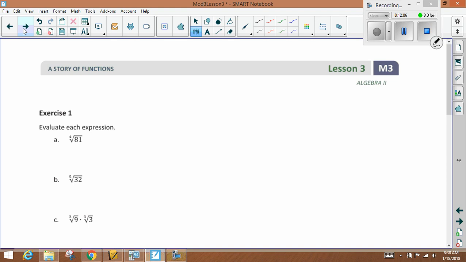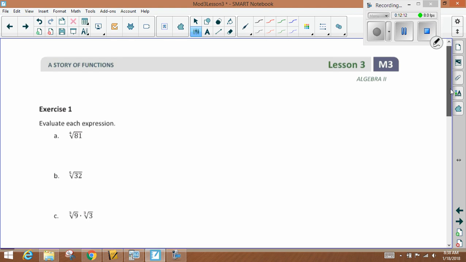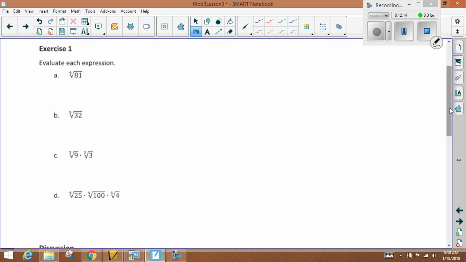All right, here we go. Let's evaluate each one of these expressions, okay? What is the 4th root of 81? So something times itself 4 times. 3. Yep. So that's 3.